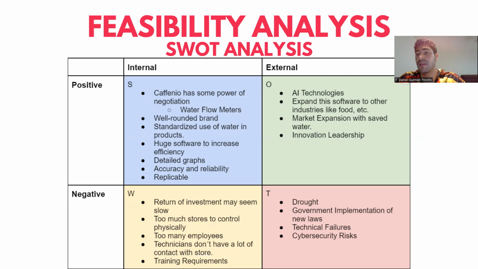Some opportunities may be new AI technologies, expanding the software to other industries like the food within their Cafenio stores, the market expansion with safe water and expanding to more stores, and innovation leadership. Also, some external threats to them would be the drought that our country has, government implementation of new laws that restrict the use of our software or other external factors, the technical failures that this software may have, the cybersecurity risks of being hacked, and some more.